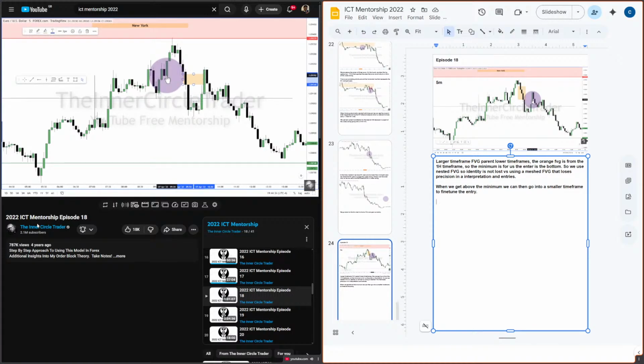It's a change in the state of delivery. The algorithm changes its state of delivery. As soon as we get below this candle's open, the market starts delivering sell side. And then it breaks this swing low.